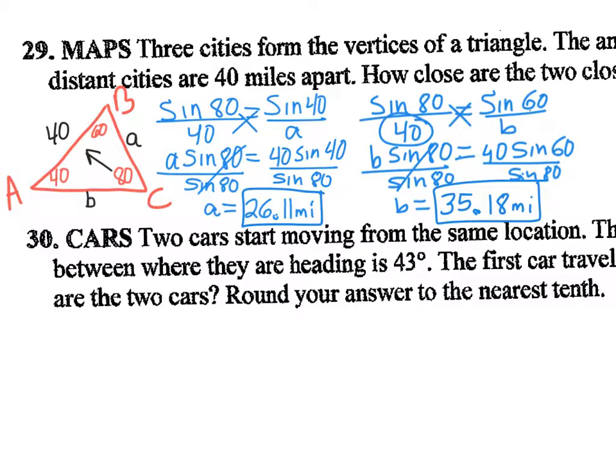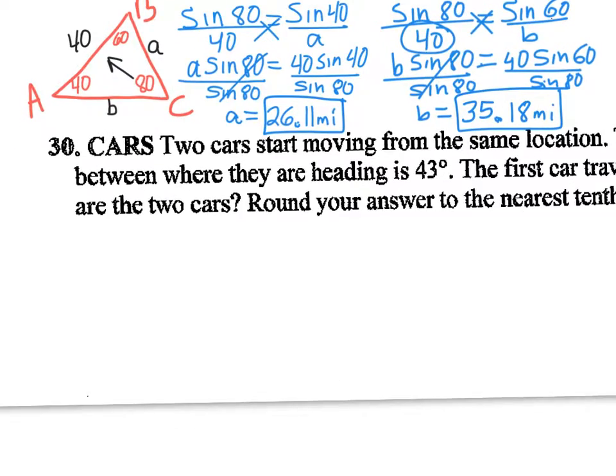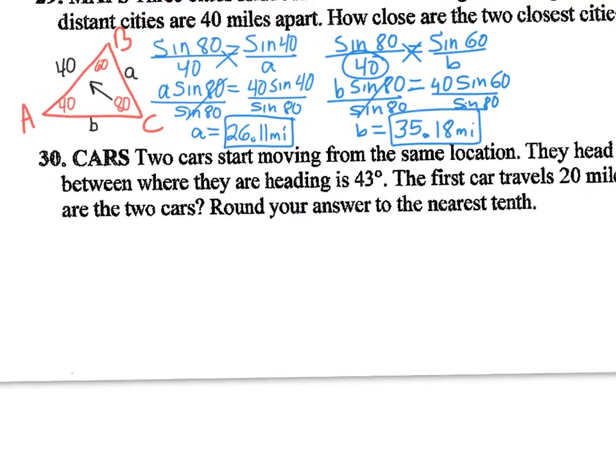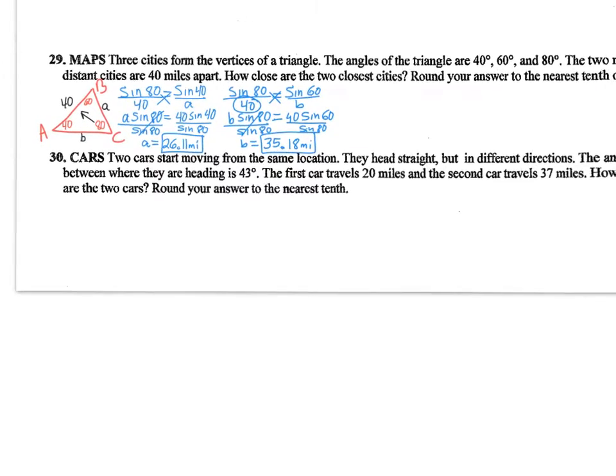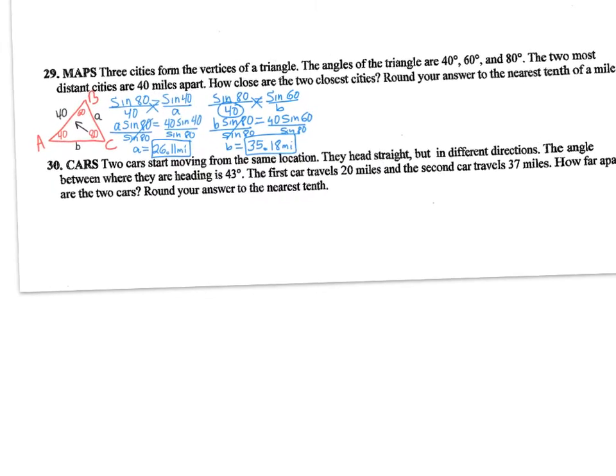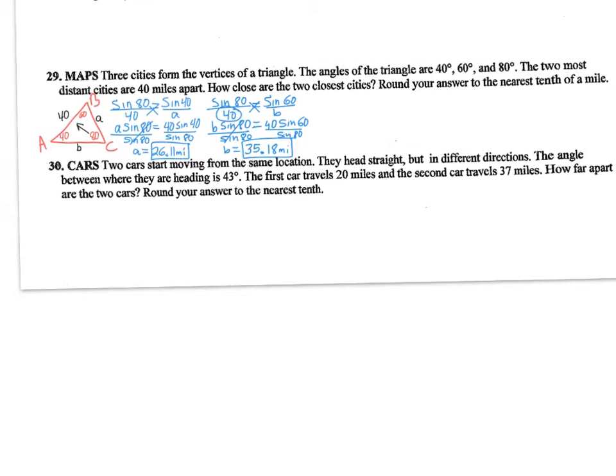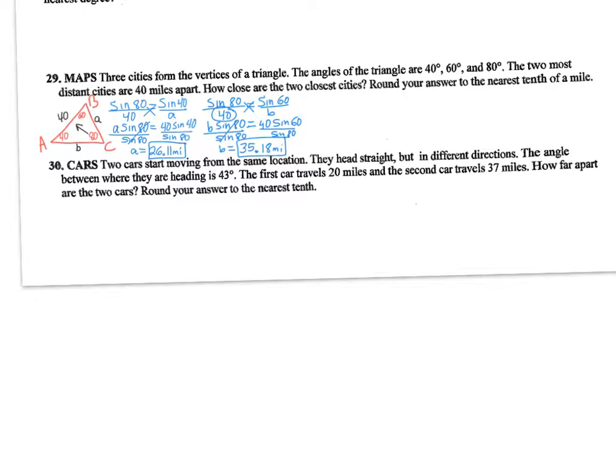Okay, problem number 30. In number 30, we have two cars that start moving from the same location. They head straight, but in different directions. The angle between where they are heading is 43 degrees. The first car travels 20 miles, and the second car travels 37 miles. The question is, how far apart are the two cars? And then round the answer to the nearest tenth.